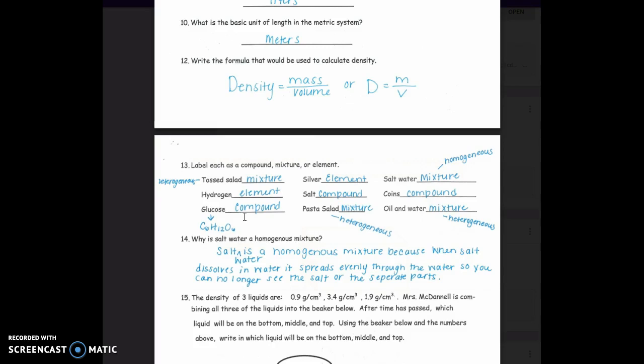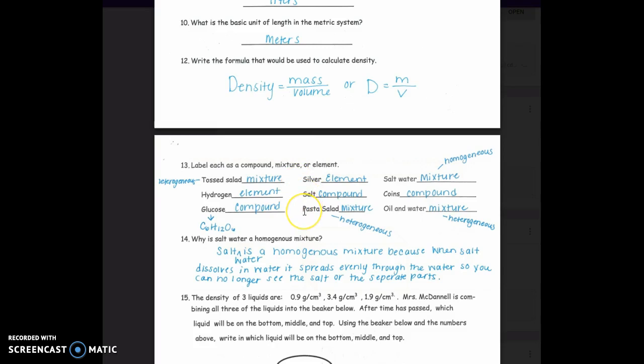So if you look at the mixture and it all looks the same, like one thing, then it's homogeneous. If it's mixed together and it looks like a bunch of different pieces, then it's heterogeneous. So a tossed salad has like carrots and vegetables and lettuce and stuff like that. It's heterogeneous. Hydrogen is an element. You can find it on the periodic table. Glucose is a compound. It's a number of different elements that combine together. Silver is an element. It's on the periodic table. Salt is a compound. It's a number of elements that are combined together.